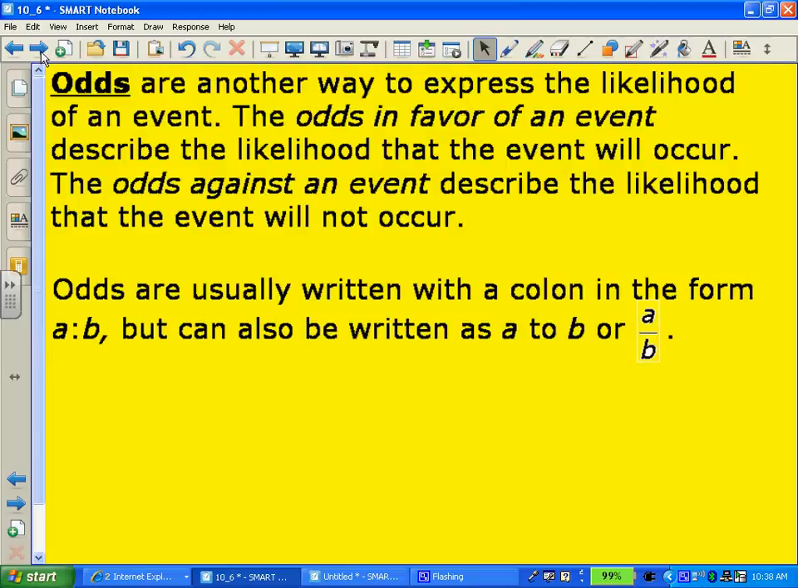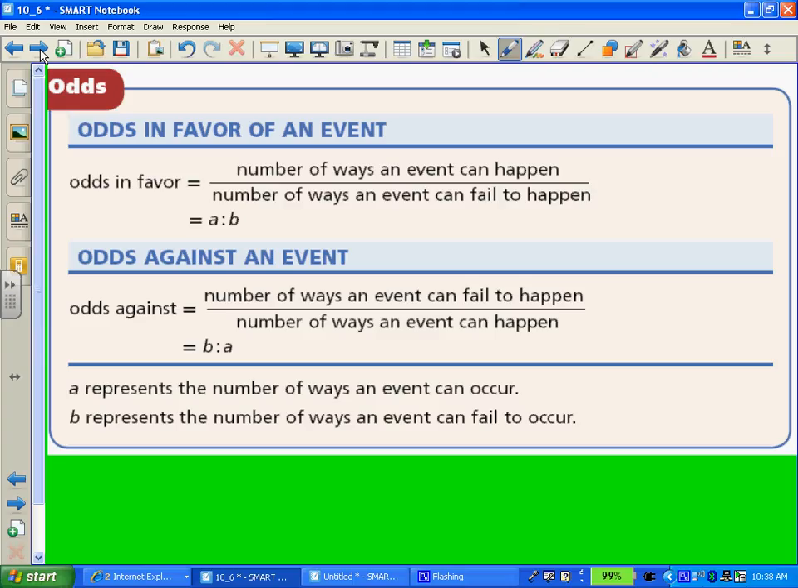Now the next thing we need to talk about are what are called odds. Okay? Now odds and probability are slightly different. Odds in favor of an event describe the likelihood that the event will occur. The odds against an event are the likelihood that the event will not occur. Usually we write these in colon form, A colon B, and that's how you'll see them. Sometimes you can write A to B or A over B, but most of the time you're going to see them with a colon in the middle.